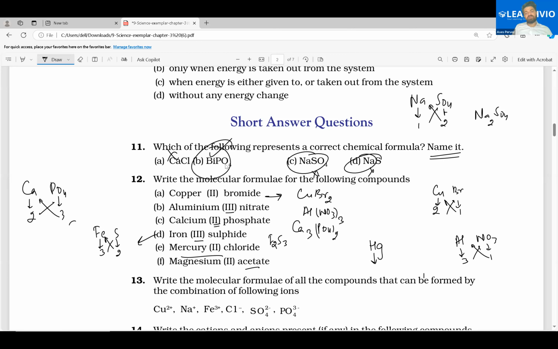Yes, it will be Hg. Hg is the symbol for mercury. It has valency 2 because it is already written here, and chloride is Cl. So it will be HgCl2. Is there anyone who can tell me the formula for magnesium acetate?